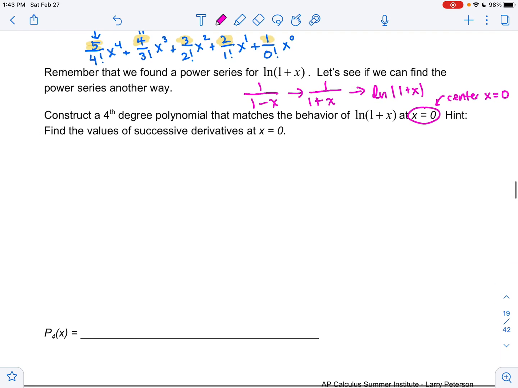And when I see x equals 0, that's going to tell me this is where the center is at. This is where they want me to center my series. So let's go about what the steps are. All it is is first finding the values of the successive derivatives. So let's start off with f of x. Write your function out first, ln of 1 plus x.